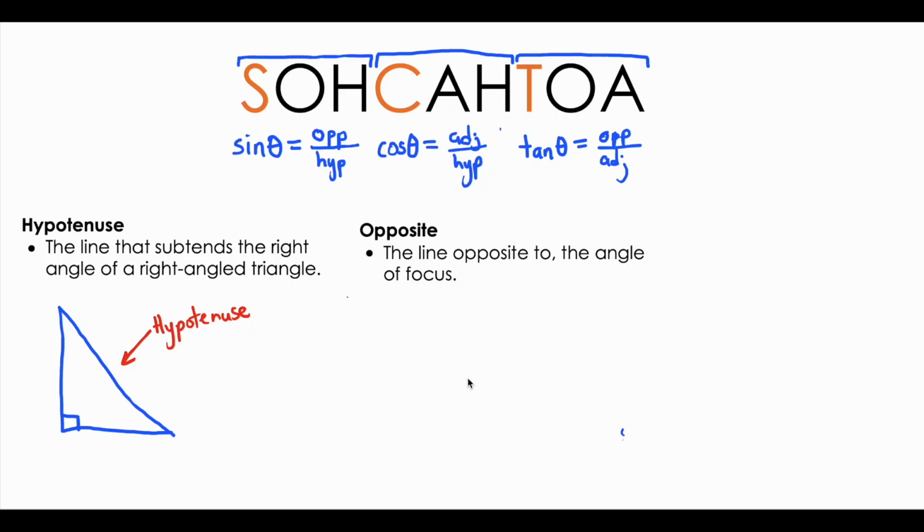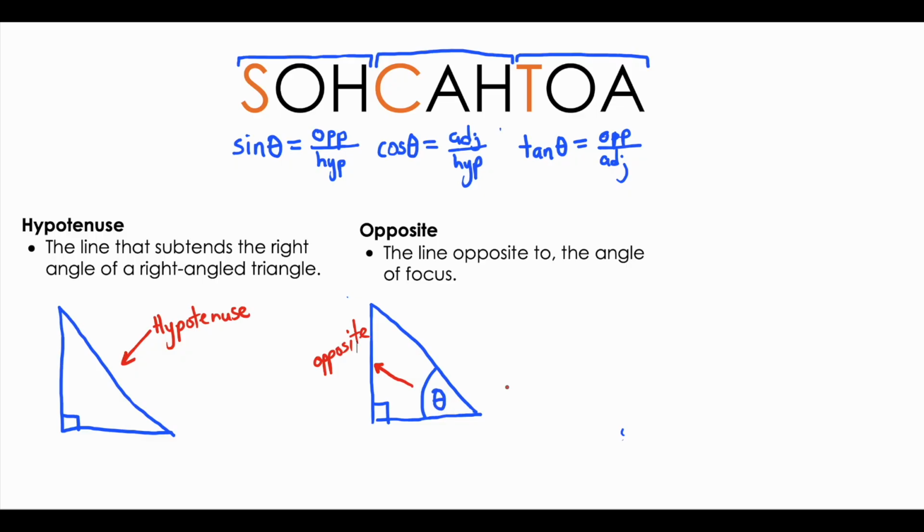All right. So the opposite is basically the line opposite to the angle of focus. So let's say we had this particular right angle here. This is a right angle triangle, and these work for right angle triangles. So let's say we had an angle of focus here. This is the angle of focus, which we refer to as theta. It's a Greek letter. So this is theta. The line opposite to that would be this. In other words, the line that subtends this angle, or closes this angle, is the opposite. So right here is the opposite, because my angle of focus is this here. This is the angle I'm looking at.